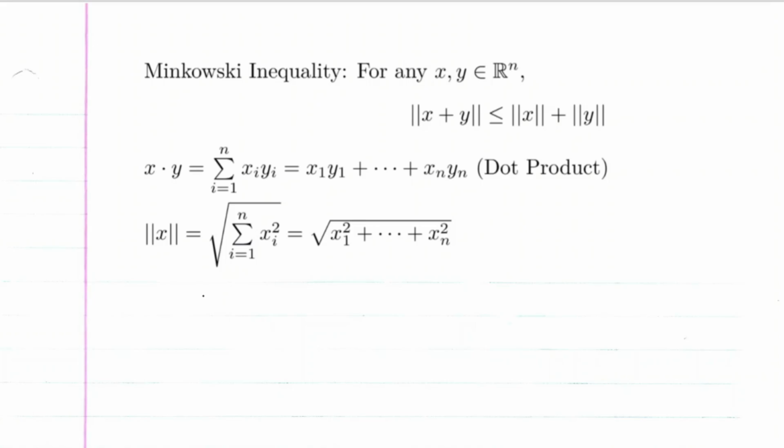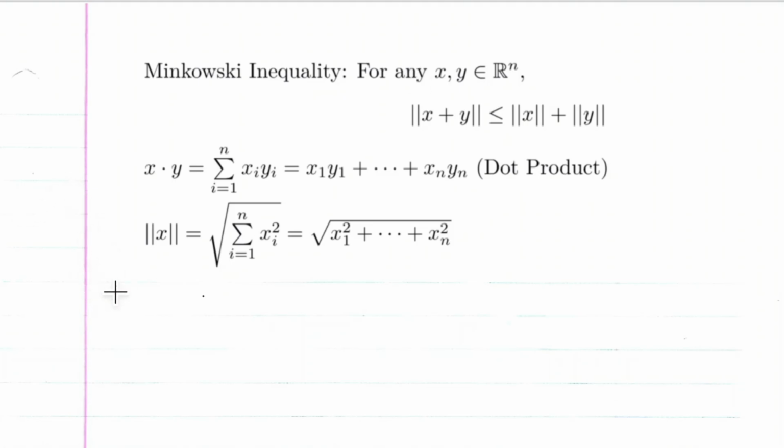All right, so today we're going to prove the Minkowski inequality, which states that for any x and y contained in R to the n, the norm of x plus y is less than or equal to the norm of x plus the norm of y. And we, of course, have the definition of x dot y for any x and y contained in R to the n. And we have the definition of the norm of x for any x in R to the n.